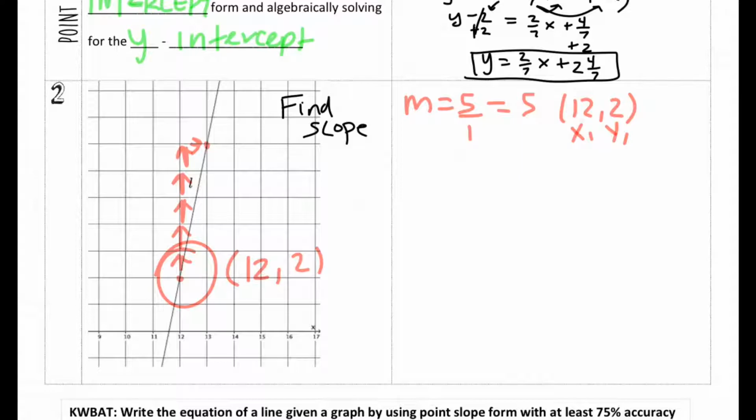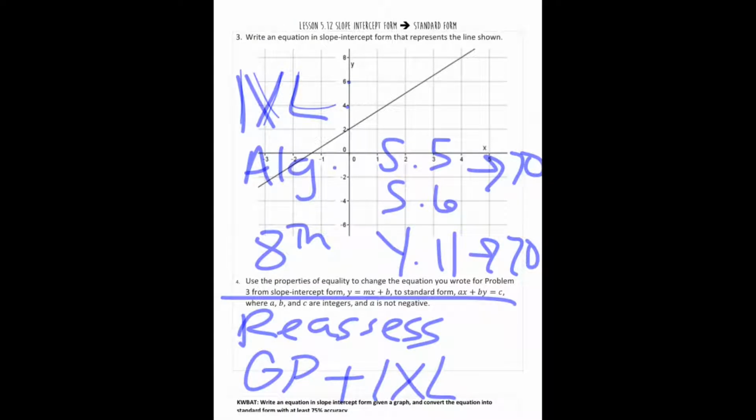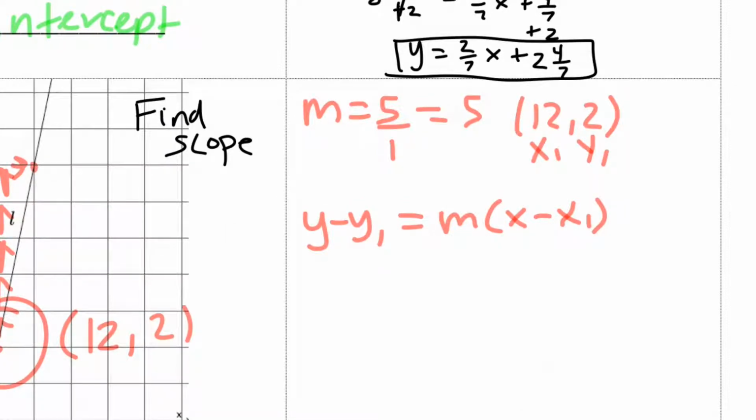Third step is I'm going to write down the form, which is y minus y1 equals our slope m times x minus x1. Okay, so that's the first two things. Find your slope, find your point, and then write your equation.